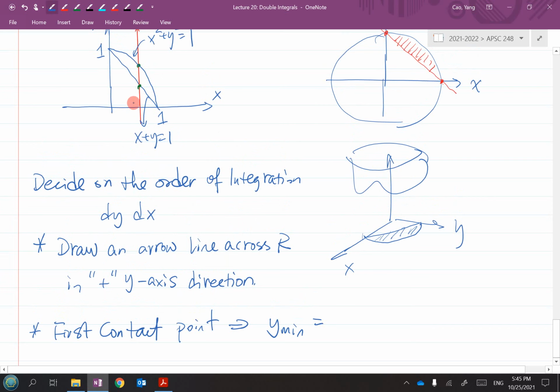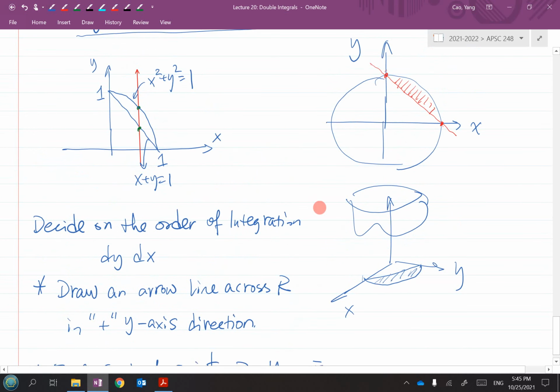What you're scanning here, the first step is a general scan. You could draw it here, you could draw it here, right? It doesn't matter where you draw it. The first contact always falls onto this straight line. And we said the first one gives me the y min. So your y min should be determined by the expression for the straight line.